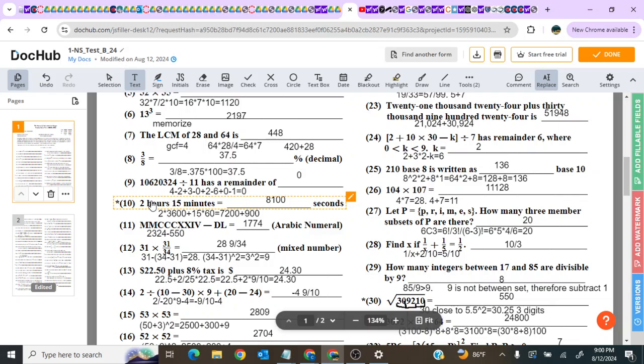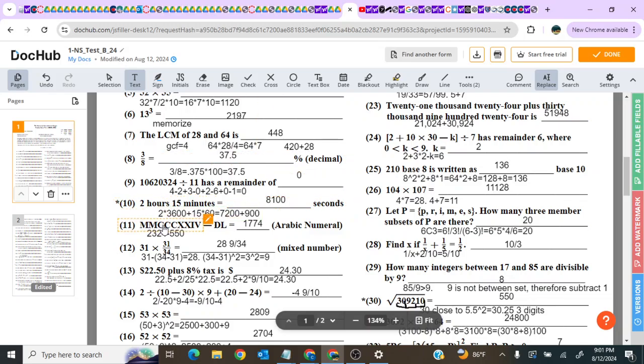Then 2 hours and 50 minutes is how many seconds? There are 3,600 seconds in an hour. Multiply that by 2. Add 15 minutes times 60 seconds. This isn't too hard. 3 over 2 times 60 times 15 is 900. And you get 8,100.